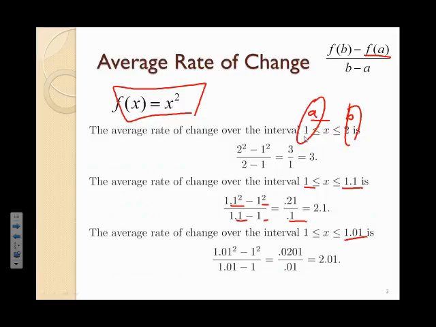And so if we put this into the equation, our f of b is this minus our f of 1. Again, we're putting it back into this function, so it's 1.1 squared, and our f of a would be 1 squared, over b minus a, and we get a value that's closer and closer to 2 as we get smaller and smaller. Well, I'll introduce it more formally later, but we're beginning to see that as we make the change smaller, we get closer and closer to the derivative.